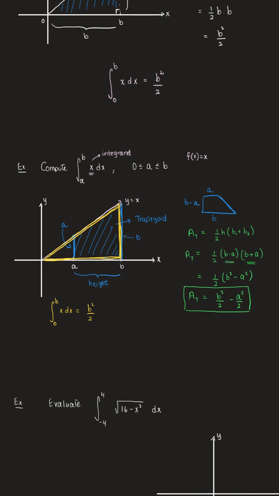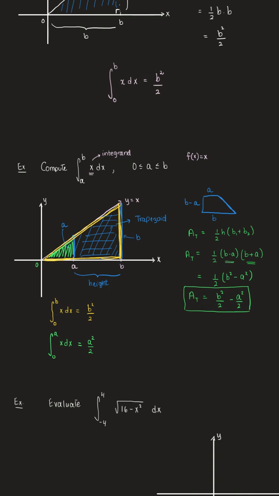And now in green, we have another little triangle right here from 0 to a, which we can represent with the integral 0 to a of x dx. And since that has exactly the same form as the integral above, that should just be a squared over 2. And we can find the area of the blue region, the trapezoid, by subtracting the area of the green triangle from the area of the yellow triangle.